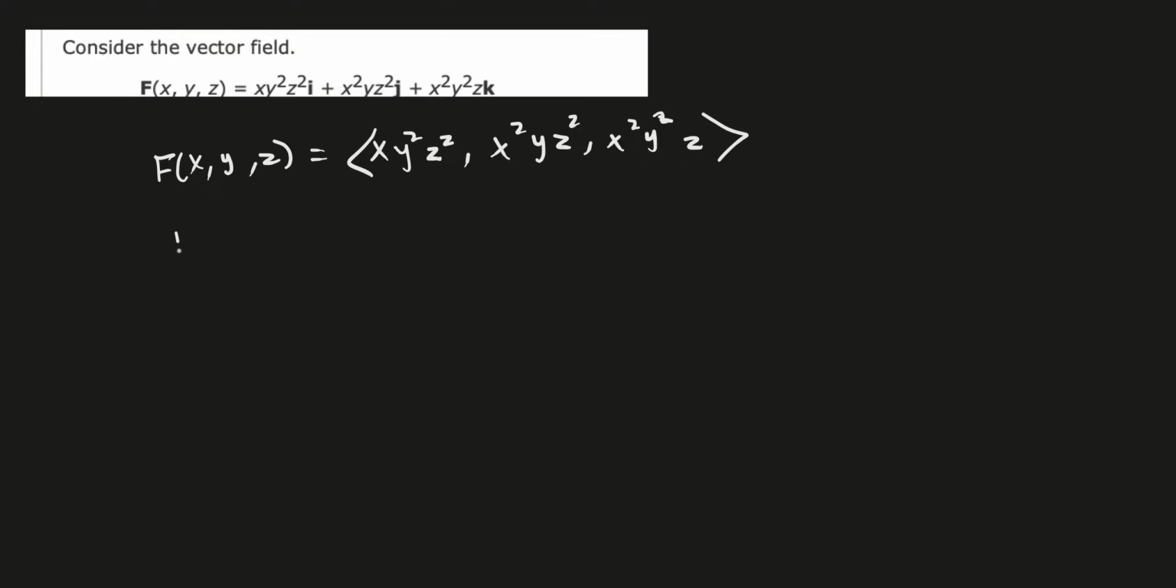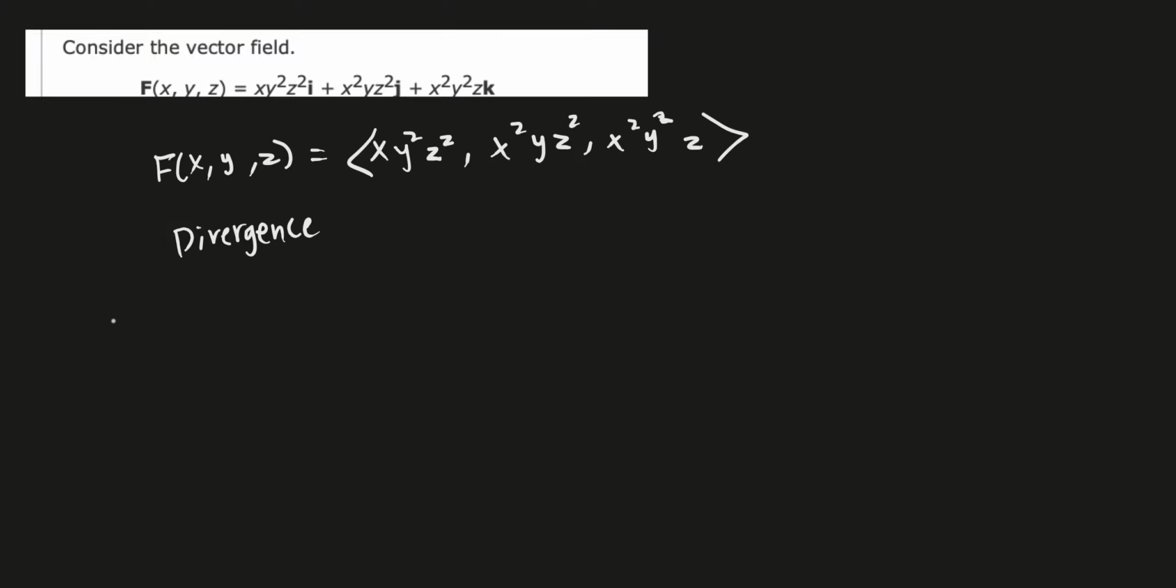In this video, we'll find the divergence and the curl of a given vector field. So our vector field F of x, y, z is (x y squared z squared, x squared y z squared, x squared y squared z). Let's find the divergence first.